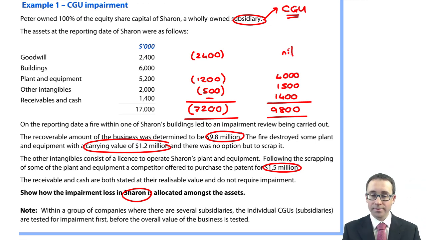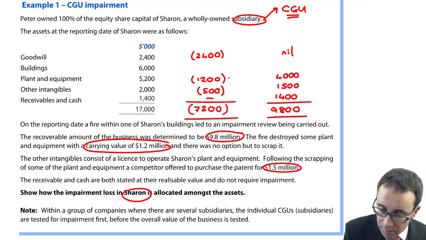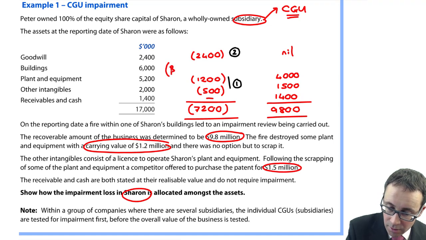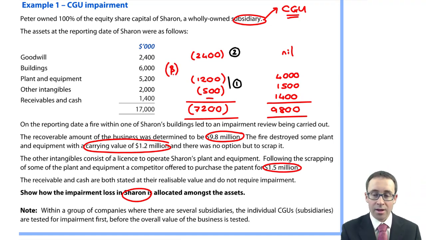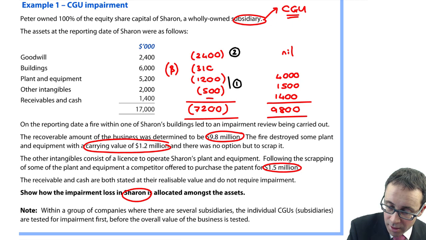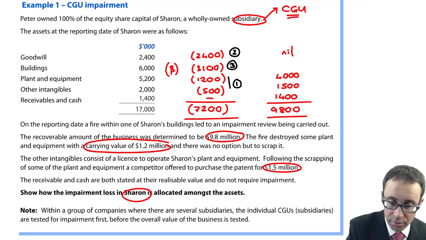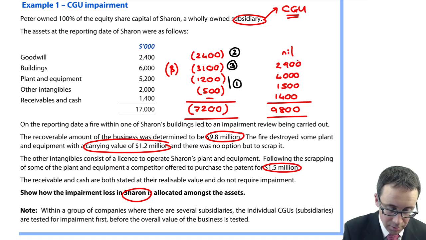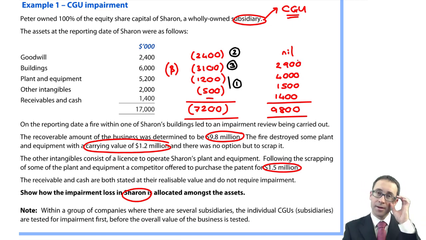And then, if you like, these two here were step 1. The goodwill is step 2. We then allocate the remaining amount, don't we, pro rata. Well, there's no reason really here to pro rata anything. It's just going to go to the value of the buildings. So 7,200 less 500 less 1,200 less 2,400 gives me an impairment of 3,100, which means the value of the buildings is 2,900, isn't it? Okay, there we go.